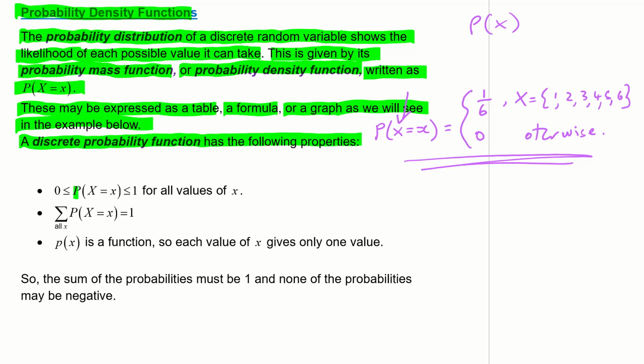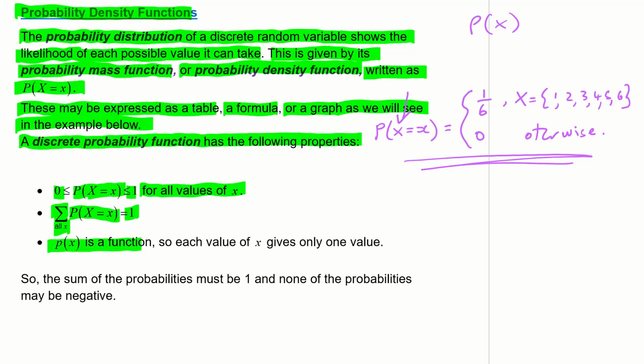The first one says the probability of x taking any particular value has to be between 0 and 1. And we know this from earlier work. Probabilities have to be between 0 and 1. So that's true for all values of x. The sum of all of the probabilities has to be 1. We know that probabilities can't be greater than 1. And if it was 0.9, then we're missing 0.1. It has to come to 1.